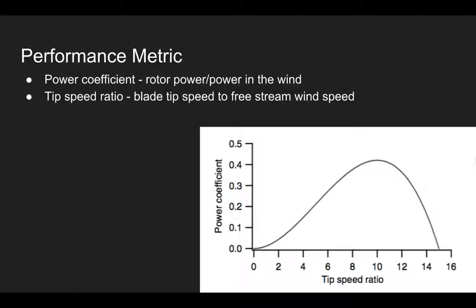Here are the performance metrics for a wind turbine. The power coefficient is the rotor power divided by the power in the wind, and the tip speed ratio is a blade tip speed compared to the free stream wind speed. A plot of the two is normally used to optimize power coefficient.